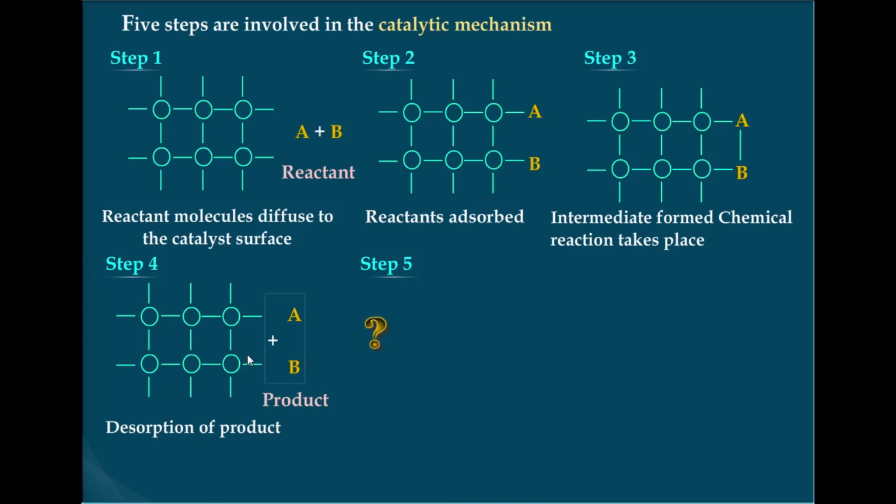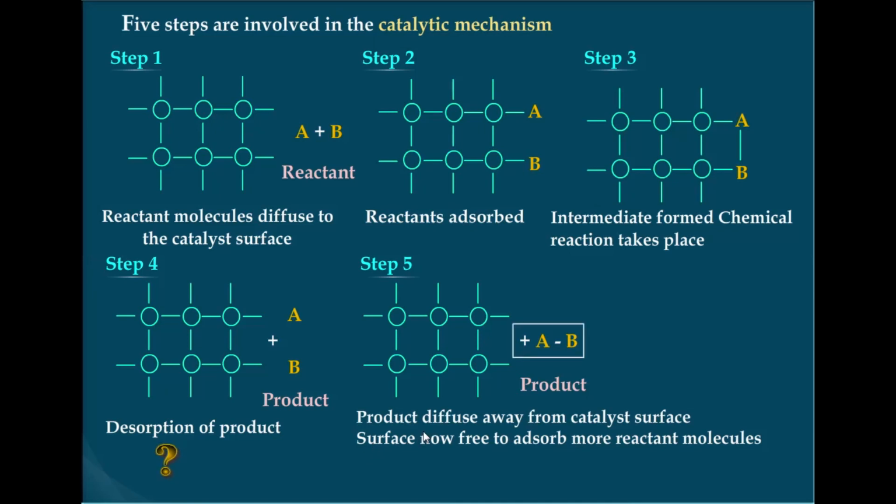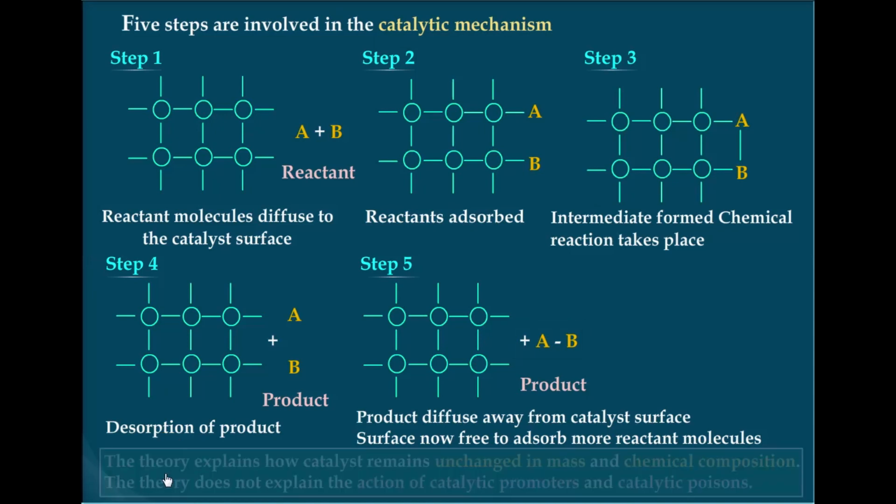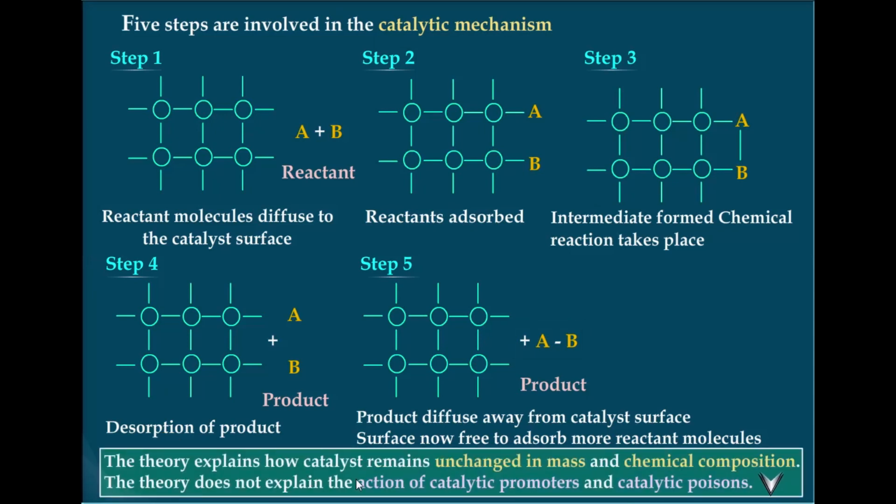In the next step, after the intermediate is formed, the desorption of the product takes place. The product is removed from the catalyst. What is desorption? We have learned in the adsorption part, the removal of the adsorbate from the adsorbent. So here the desorption is taking place in the 4th step. In the 5th step, the product diffuses away from the catalyst surface. After desorption, diffusion is taking place. And the surface now is free. That is, the catalyst surface is now free to adsorb more reactant molecules.